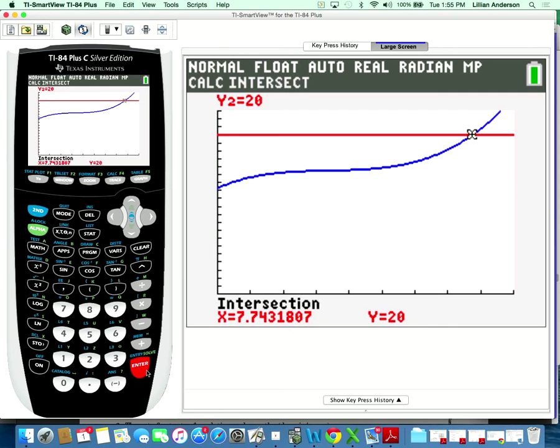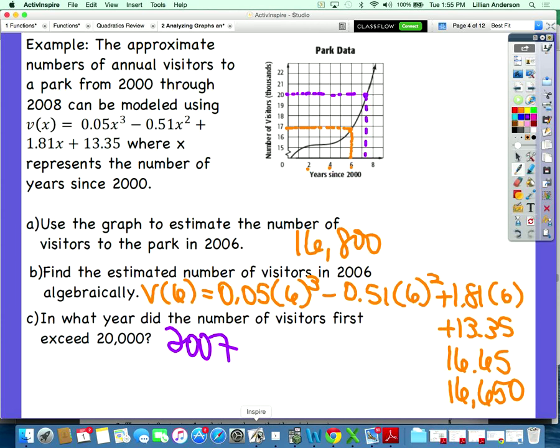And the calculator does all the work for you and tells you that the x value is 7.74. So we were right, 2007. There you go. A little bit of calculator 101. Let's keep it going.